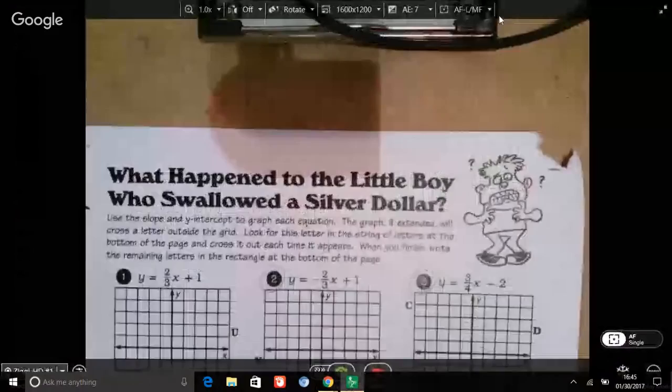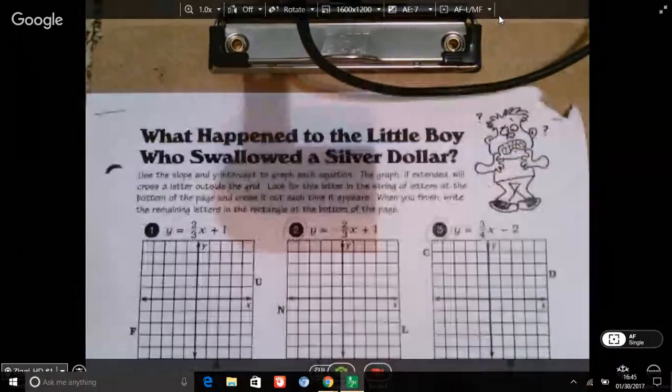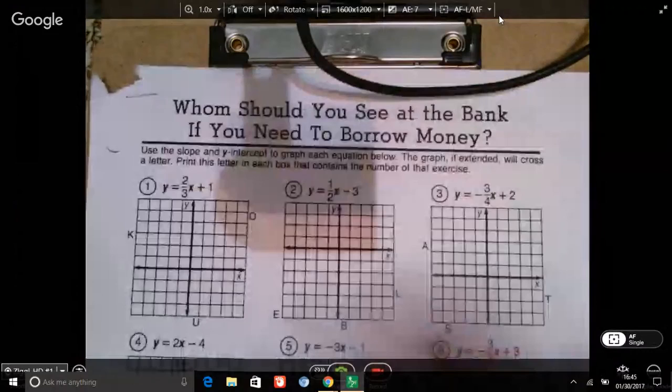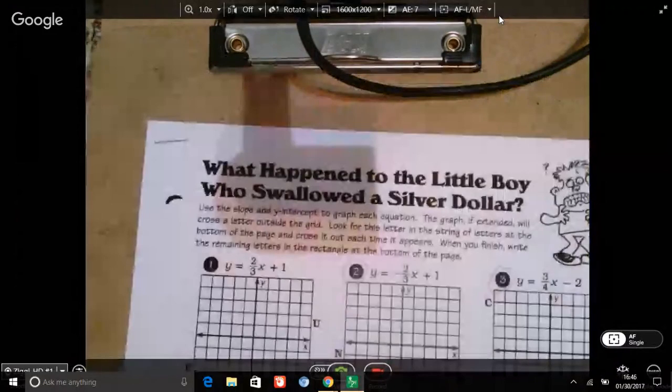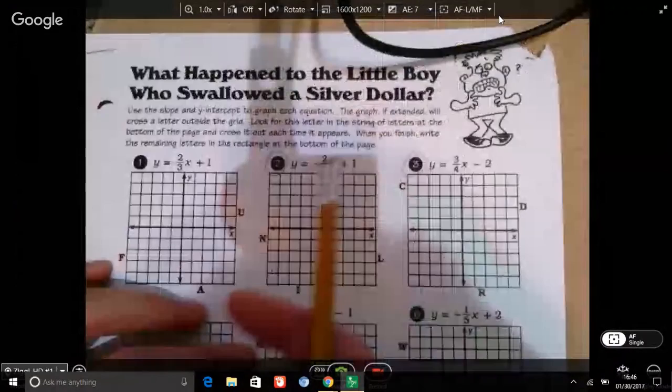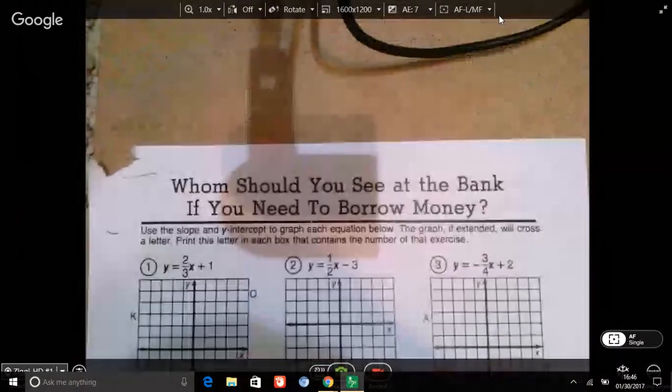Okay, so there is a sheet that you received from me. One side was what happened to the little boy who swallowed the silver dollar, and the other side was whom you should see at the bank if you need to borrow money. And both are pretty much the exact same practice. You're graphing in y-intercept form. I'm going to do 2, 3, 4, and 9 from the silver dollar side, and the other side is pretty much the exact same thing. So let's look at number 2.